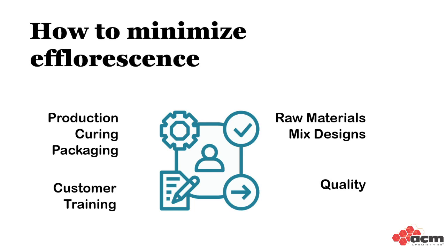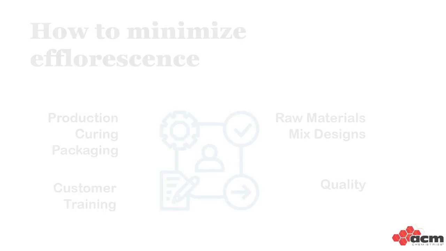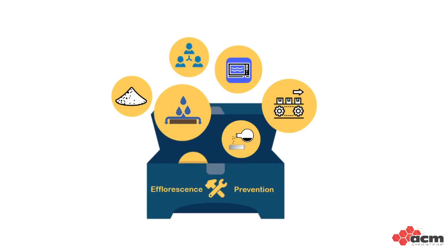It takes a combination of factors to cause efflorescence, and it follows that to minimize efflorescence, we need to take a good hard look at everything we do. This can include raw materials, mix design, as well as how we manufacture, cure, and package our products. It's a lot to unpack, and in fact, it's another whole video's worth, so look out for that in the future. For now, we'll talk about efflorescence controlling admixtures, or ECAs, which are a vital part of our efflorescence toolkit.